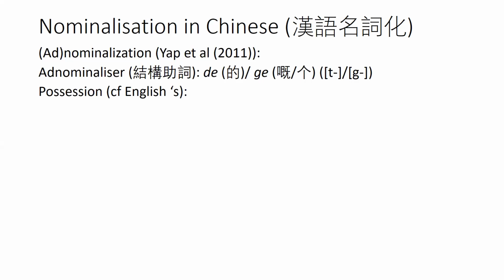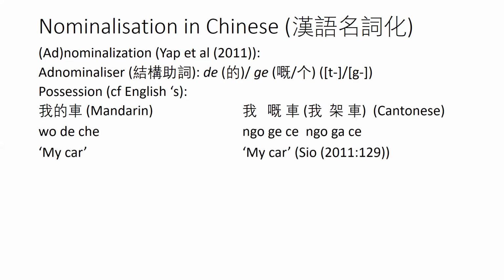First of all, possession. So similar to English apostrophe s. So for example, in Mandarin, you would say 我的車, 我的車. Okay. The equivalent in Cantonese is 我嘅車, or sometimes you could use the classifier as well, 我架車.